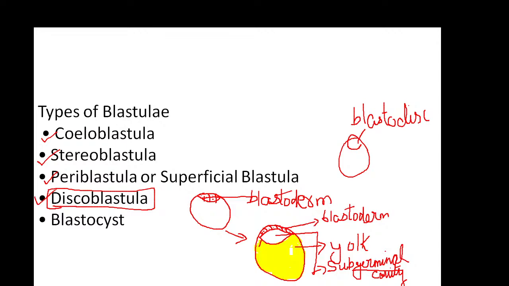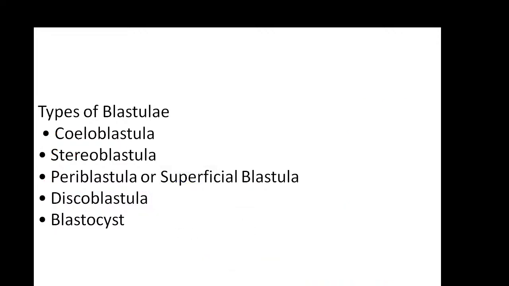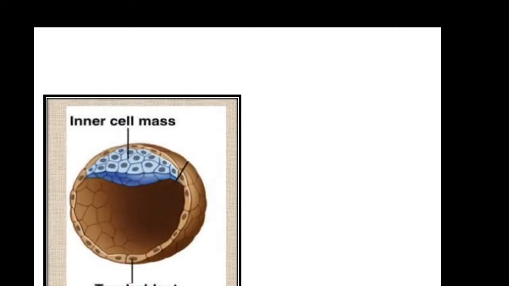Now, next is blastocyst. Blastocyst is the blastula stage of mammals. This is a blastocyst. Mammals in the blastula parayna perana blastocyst. And this is important. Usually this question is asked for your 2 marks or 1 marks. And the blastula stage of mammals is blastocyst.